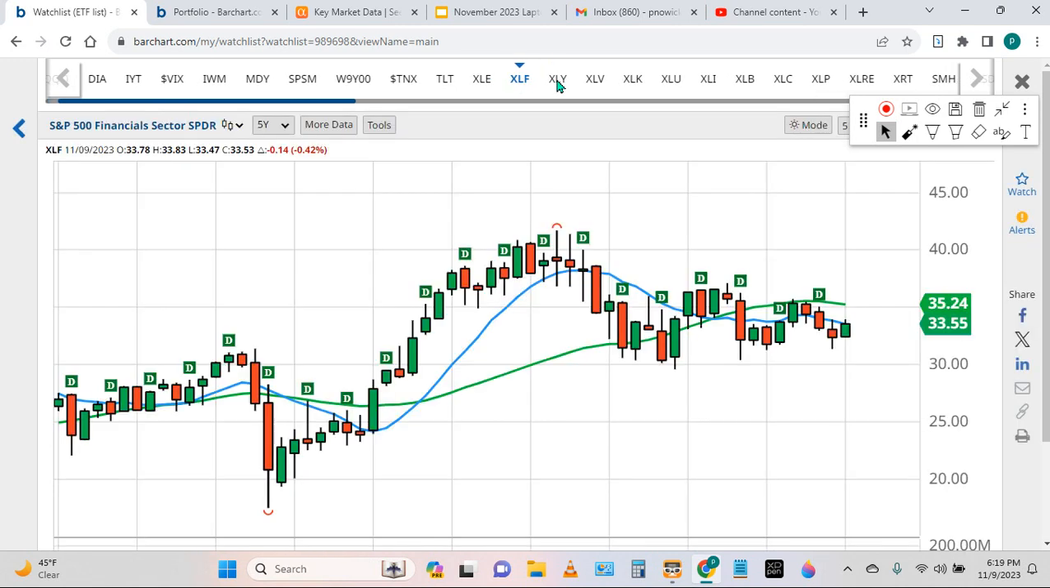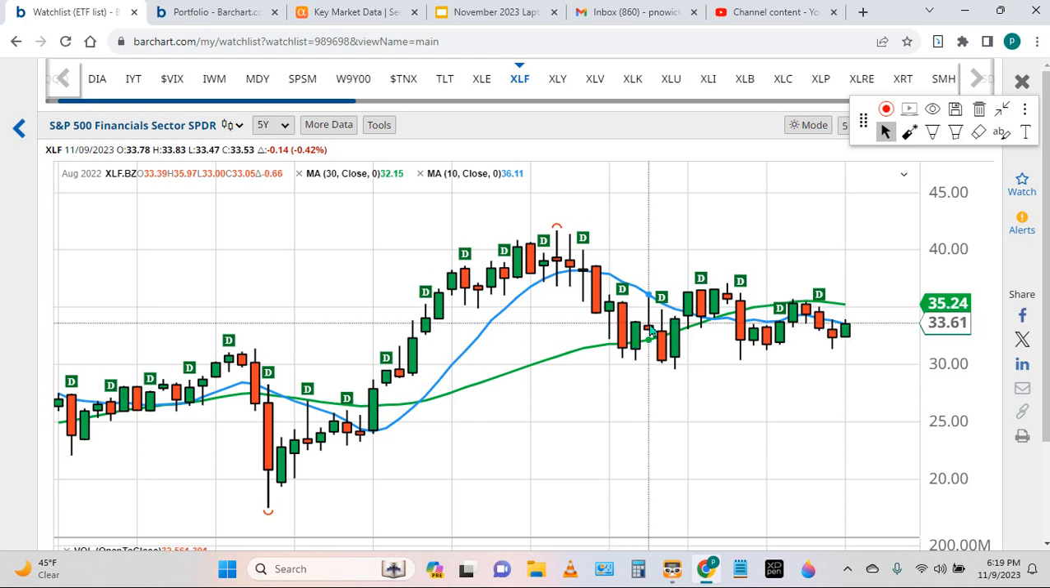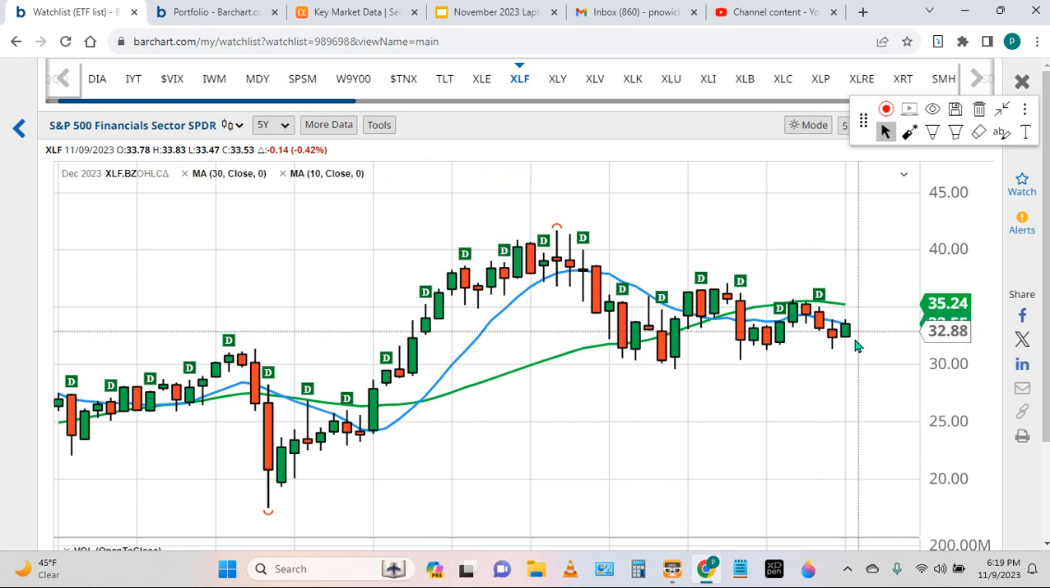XLF tracks the financial sector. That is showing some relative weakness to the other market. The main markets are going sideways, trading towards the bottom of a range there.